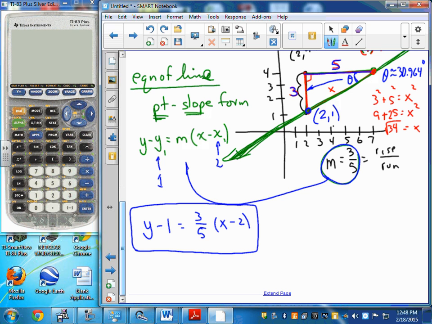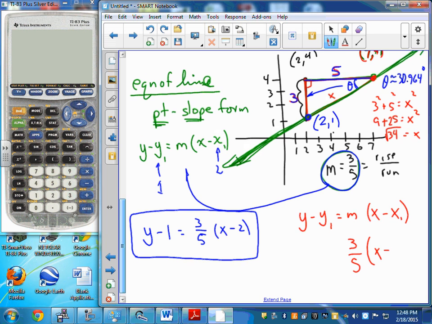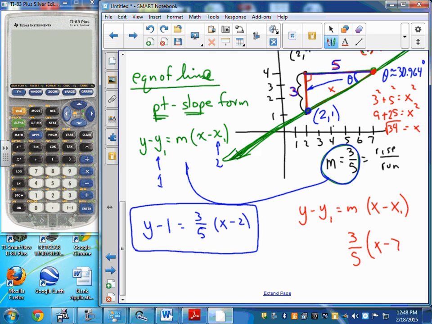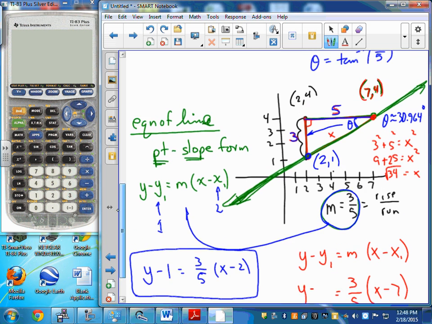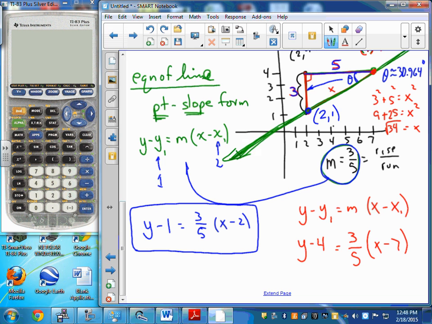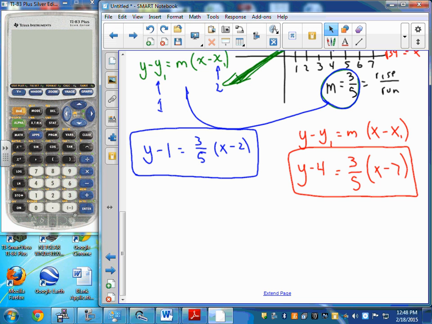So here we are: y minus y1 equals m times x minus x1. The slope is still 3/5. I'm not going to change that. Now my x-coordinate way up there on the top is 7. And my y-coordinate way up on the top was 4. And so this also works as the equation of the line. Now, some students look at those and go, they can't be right. They look different. Well, they really are the same line. Again, let's do a little bit of simplification.